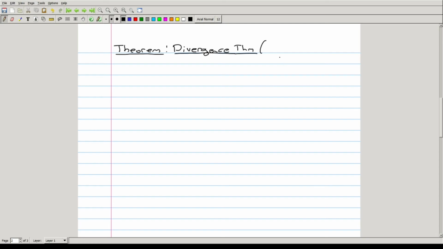And this is the divergence theorem. It's due to a number of different scientists and mathematicians, namely Gauss, Green, and even the Russian mathematician Ostrogradsky. And this is telling us the following.